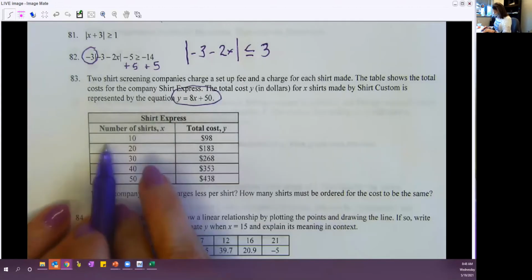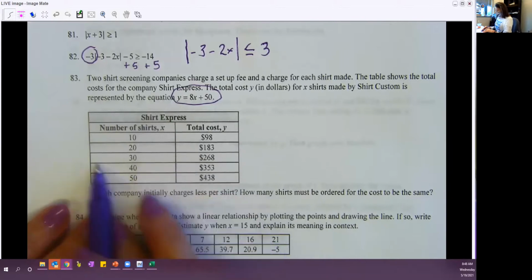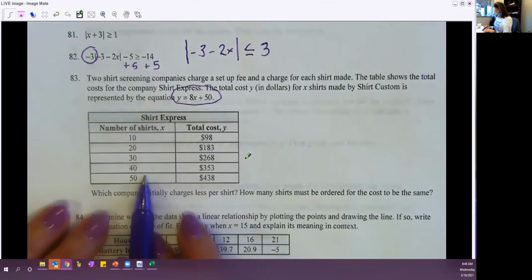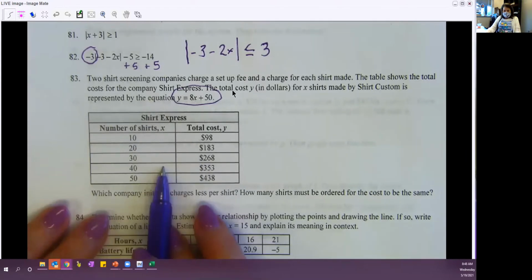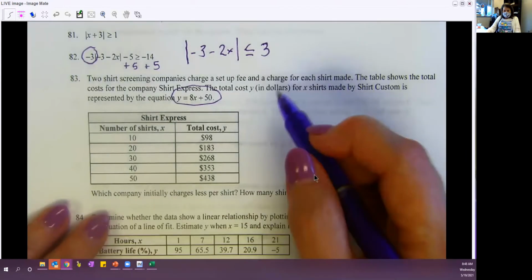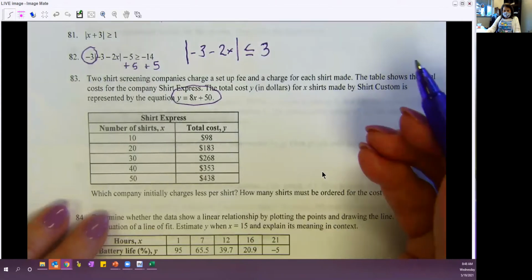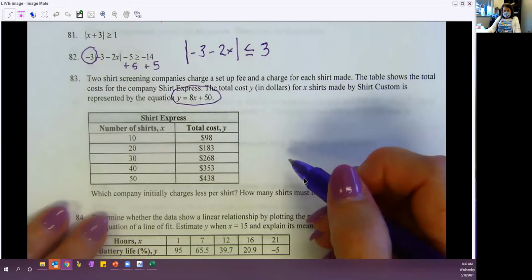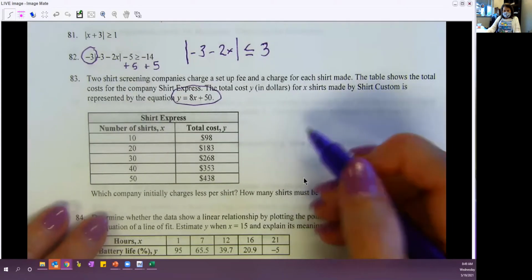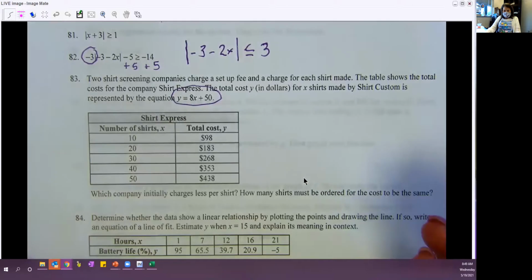So you can do the linear regression, you can do it manually because it's linear by doing your differences, or you can put it in the regression calculator and get this equation. You can put both equations in the calculator and see which one starts out lowest and find the y value, find the x value for when they're equal. So you can do this whole thing on the calculator.